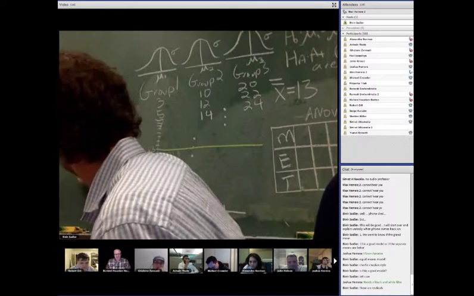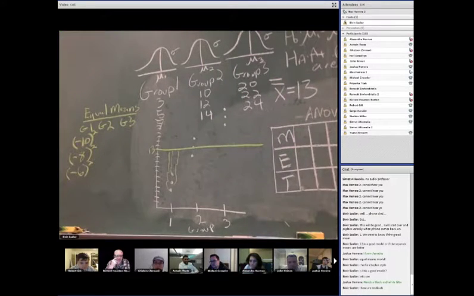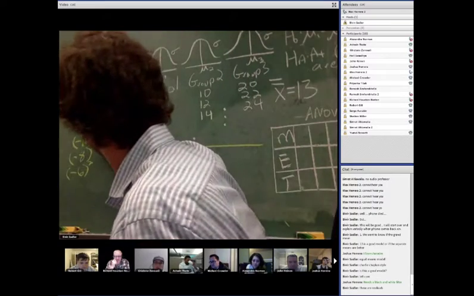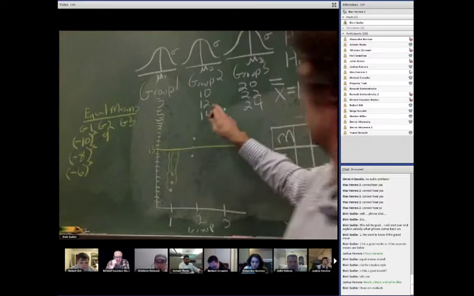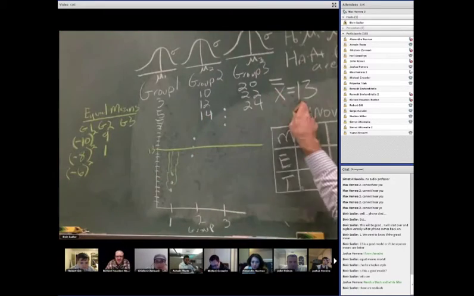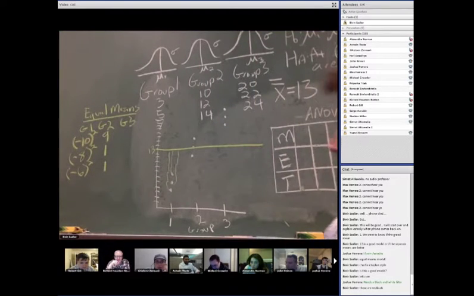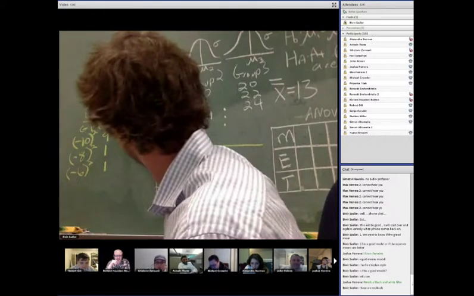So he's saying take every observation and subtract it from the grand mean to get the residual. 14 minus 13 is going to give you 1. And do it for group 3. I'm translating here.